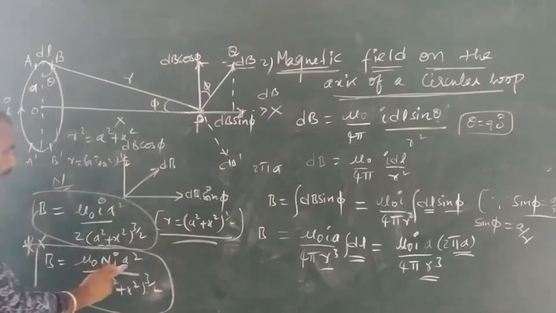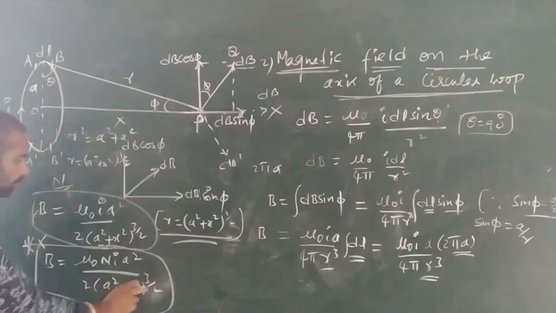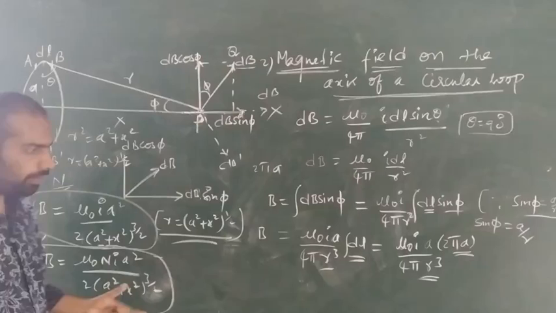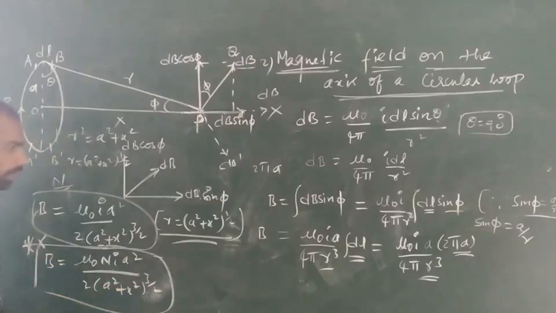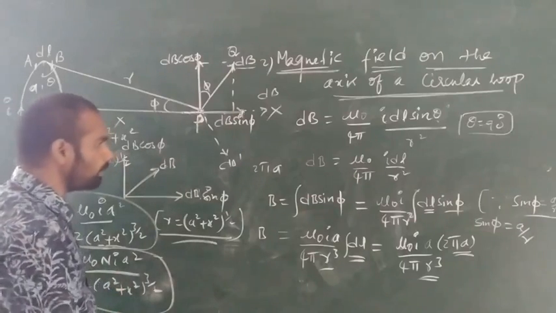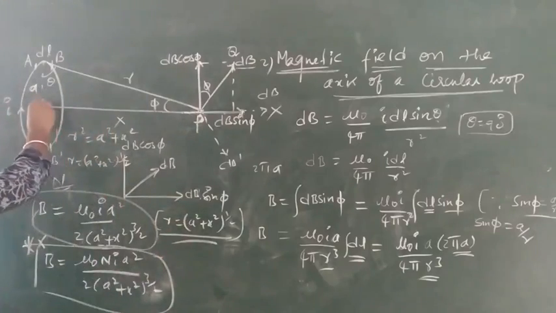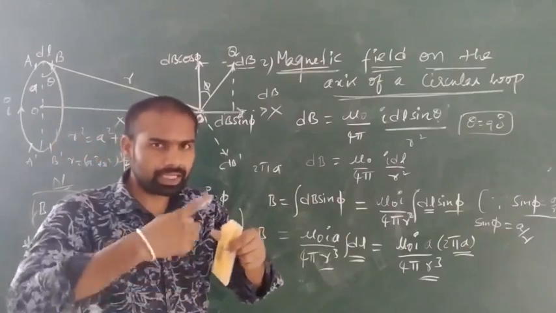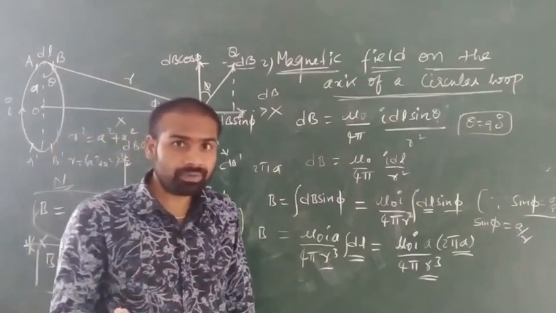B is equal to mu naught N I a square by 2 into a square plus x square whole power 3 by 2. This is the magnetic field due to a circular loop, obtained by applying Biot-Savart law. Now there are two cases. Case 1: at the center of the coil, if there is a circle carrying current I, how much magnetic field do we have at the center?